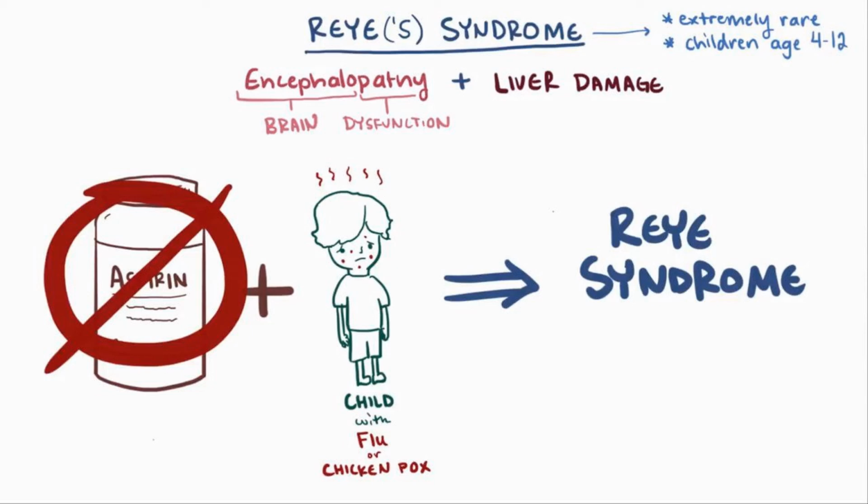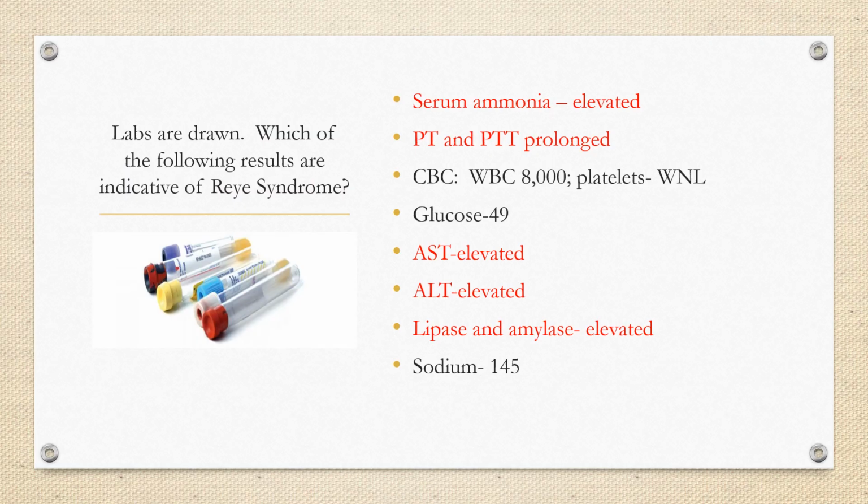So in our history, we'll see if the child's had any aspirin or if the child has had flu or chickenpox or any viral illness recently. So labs are drawn. Which of the following results are indicative of Reye syndrome? So serum ammonia is elevated, yes, because of our liver involvement. PT and PTT prolonged, yes, because of our liver involvement with our clotting factors.